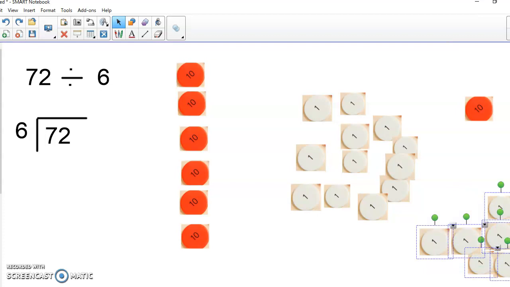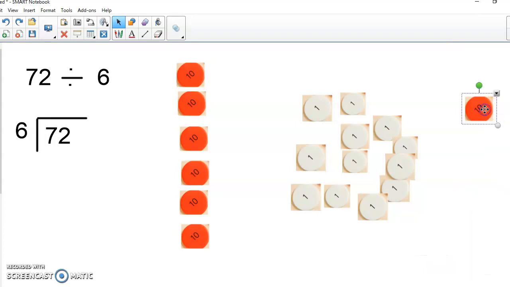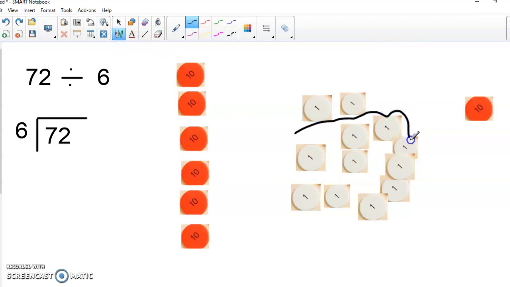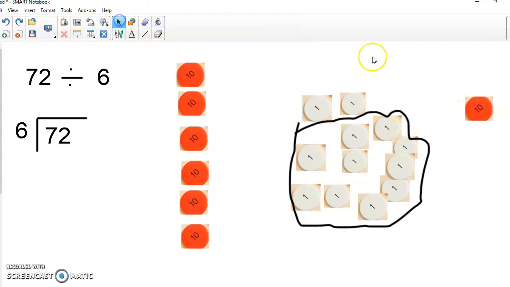So I have exchanged my ten, and I've made my ten to be these ones. If you count this now, it's going to be 10. So I don't need this ten anymore because I've exchanged it. So I'm going to take it off. And now I can share. I can now put my ones together on rows to see how many ones there should be if I share them equally on each row. So I'm going to start sharing my ones.